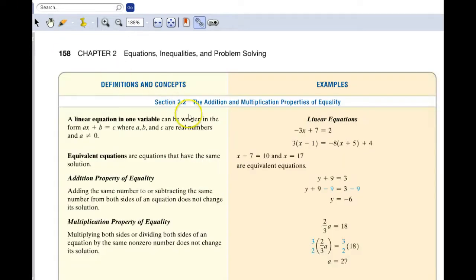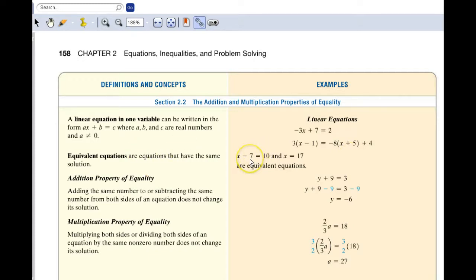All right, going on to the next part here. A linear equation in one variable. There's standard form, and there's the typical linear equations.